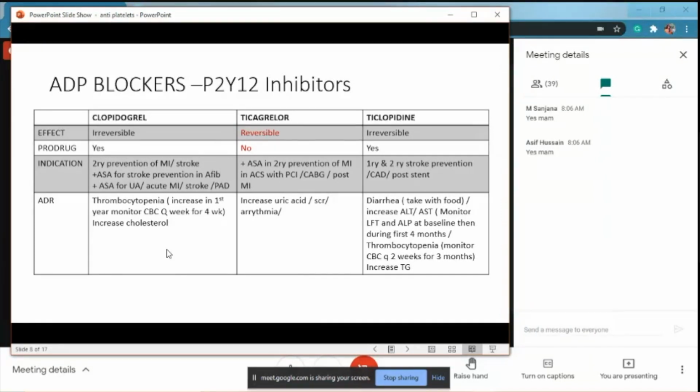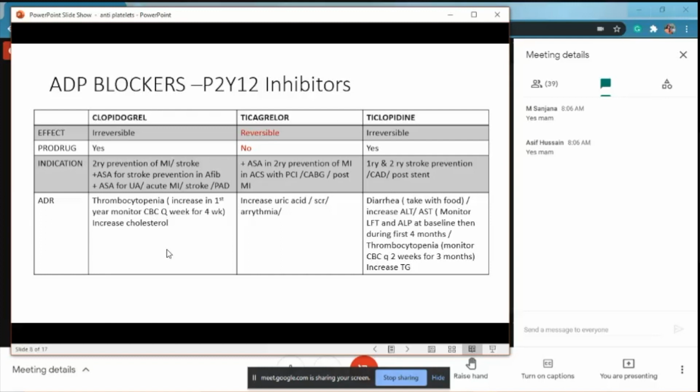And if the patient cannot tolerate aspirin, we go with the first line, clopidogrel. That is the first choice all the time. Okay, and ticlopidine is not commonly used in practice, but it can be used for primary and secondary stroke prevention, and also in patients who have a post intracoronary stent. So again, like I said, it's not commonly used in practice.